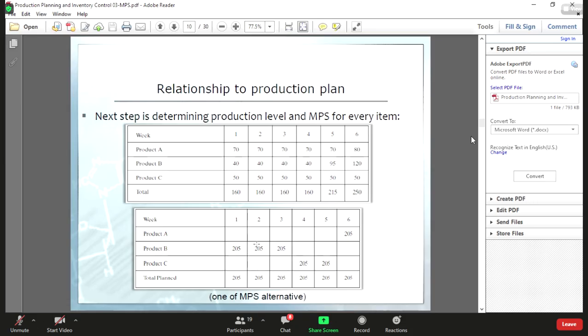So we need to reallocate this one. Let's say from 202, because the requirement for product C is 50, we can put 50 here, and we can reduce this one by 50, it equals 155. So we put 155 here and 50 here is still okay. We can fulfill the requirements of product C, and product A is still safe, and product B is also still safe.